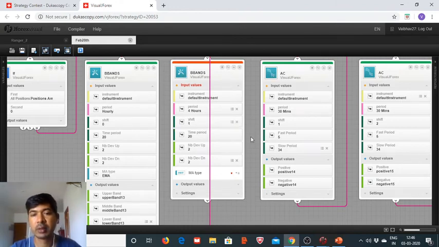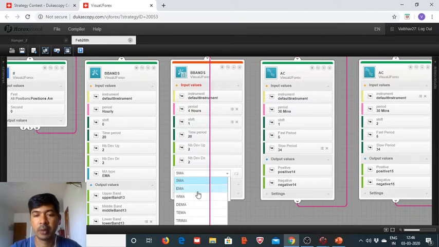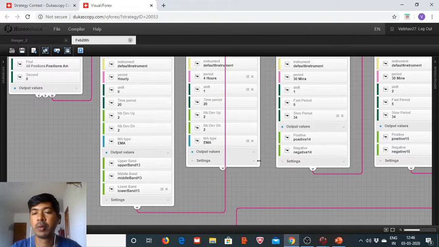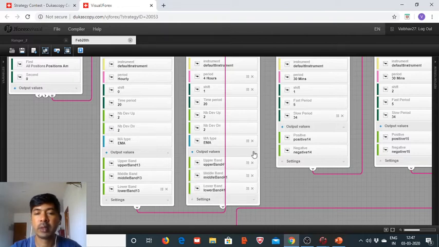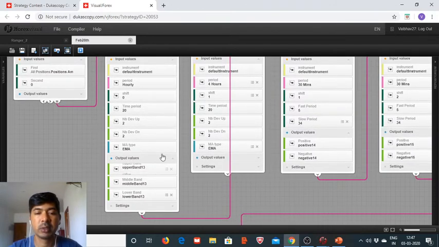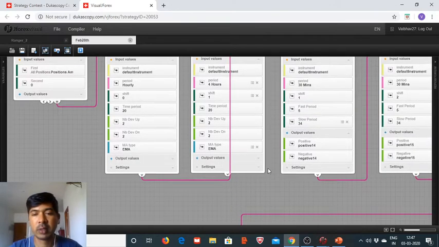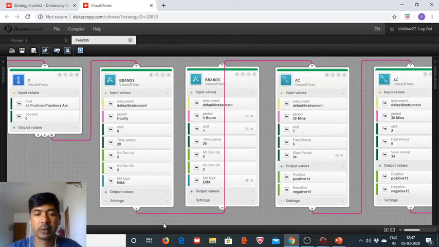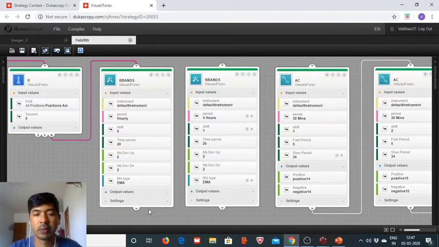Shift 1 it is. The time period is 20, standard deviation is 2, and we will keep the MA type as EMA, so it will move along with the recent candle close, recent price action. Let's join this flow.